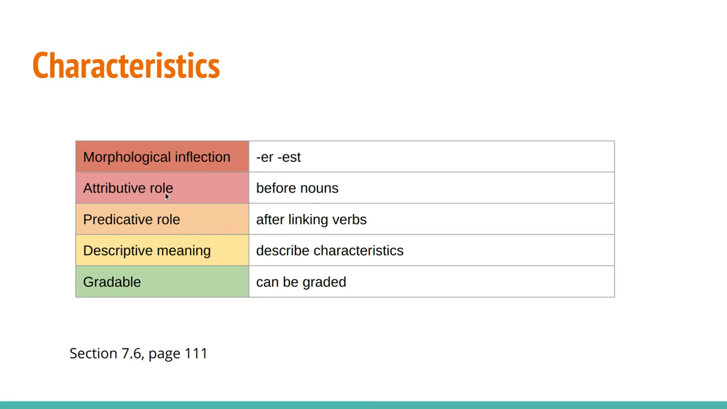So in that case, we're going to say that it's not central, it's peripheral. So all the adjectives that do not comply with all of these five characteristics are peripheral. Okay? And that's the exercise we'll be doing. Of course, you can share your answers in the forum.